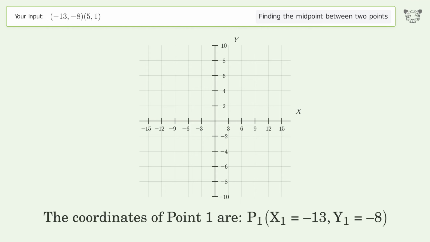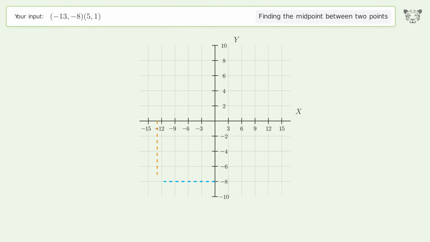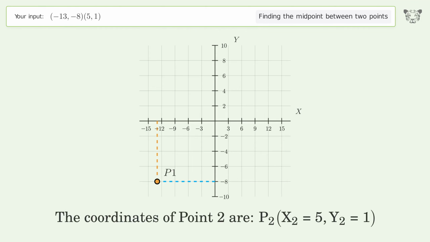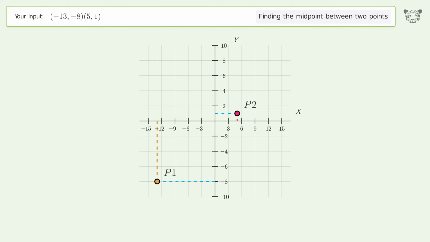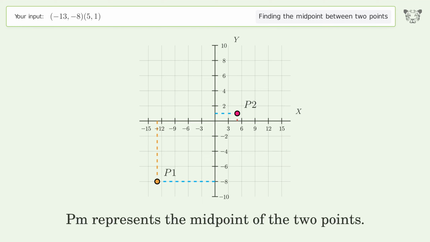The coordinates of point 1 are x1 equals -13, y1 equals -8. The coordinates of point 2 are x2 equals 5, y2 equals 1. PM represents the midpoint of the 2 points.